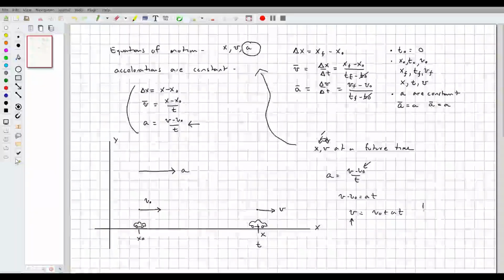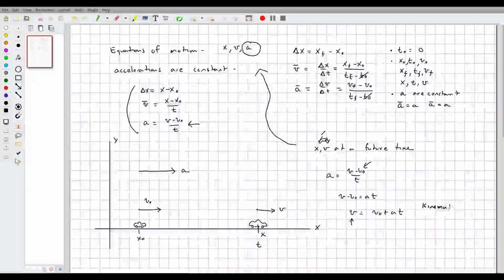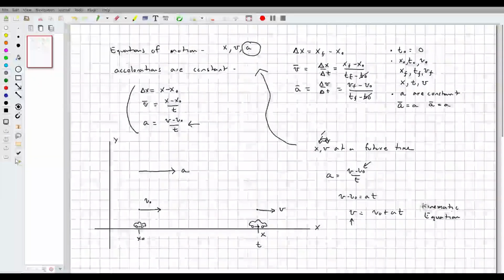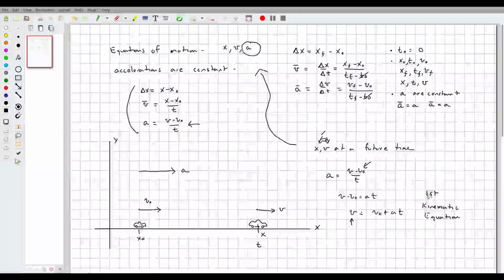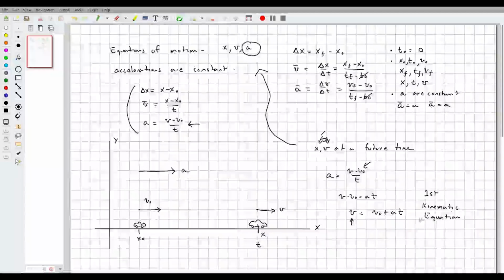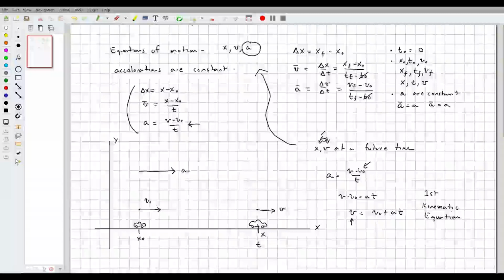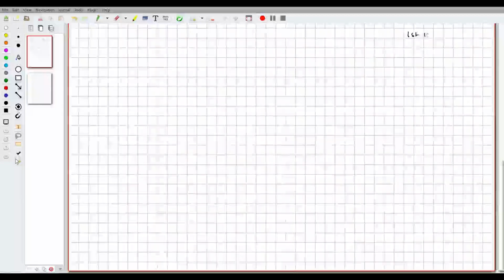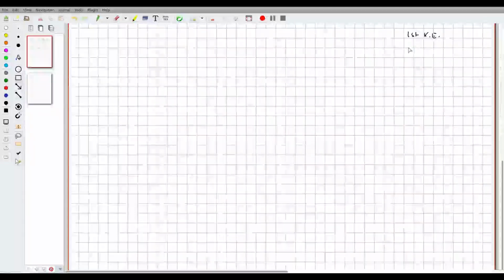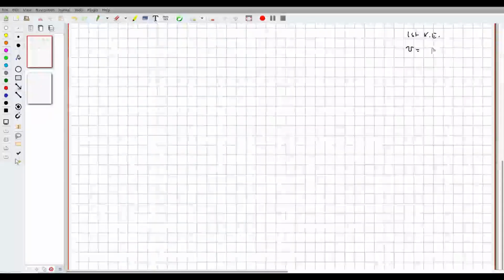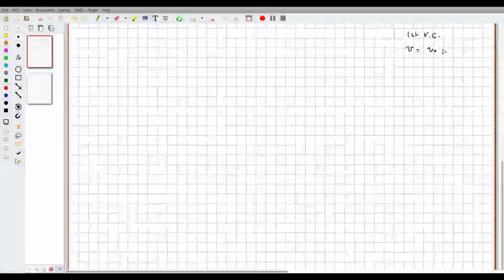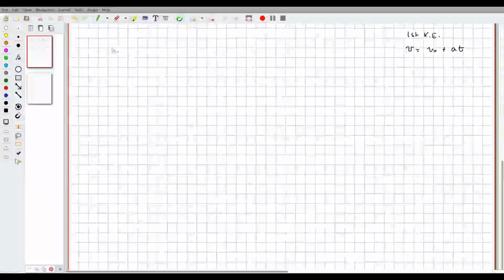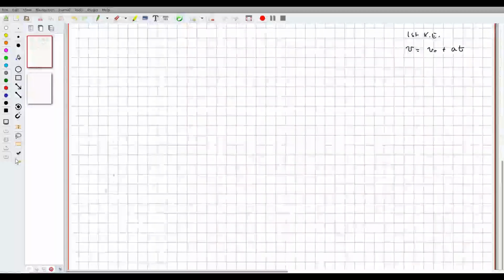We actually call this the kinematic equation, and I'm going to number this one as the first one. This is the first kinematic equation right here. So, here's what we have so far. The first kinematic equation says that your velocity at some point in the future is equal to whatever your velocity is now plus a times t. Now, the next thing I'd like to do is to find the position at some future time.